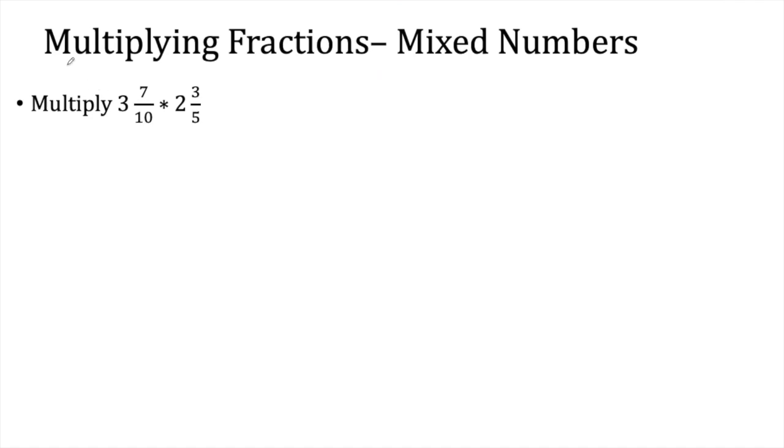In this video, we'll be looking at how to multiply two mixed numbers. So let's begin. The question asks us to multiply 3 and 7 tenths with 2 and 3 fifths. And as I stated in my previous video, when multiplying two mixed numbers together, it's much easier to just convert them to improper fraction form. So we will do that, then multiply, and then convert back to a mixed number form.